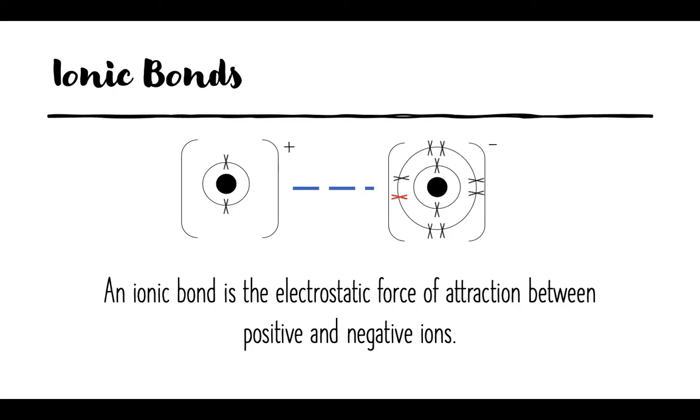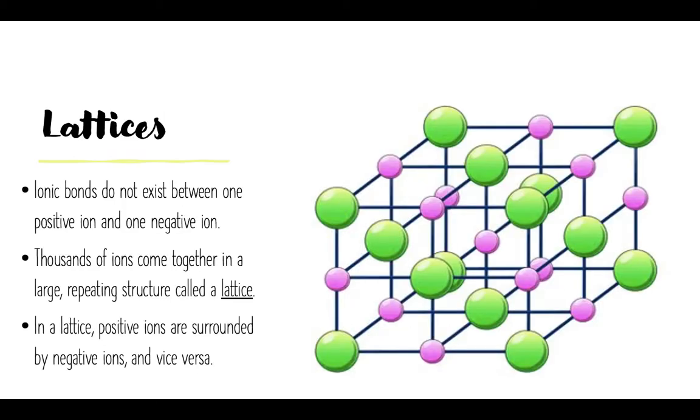So an ionic bond is the electrostatic force of attraction between positive and negative ions. And that word electrostatic just means an attraction between oppositely charged particles. So an ionic bond is the electrostatic force of attraction between positive and negative ions. Ionic bonds do not just exist between one positive ion and one negative ion. Thousands of ions will come together in this large repeating structure, which we can see here, called a lattice.